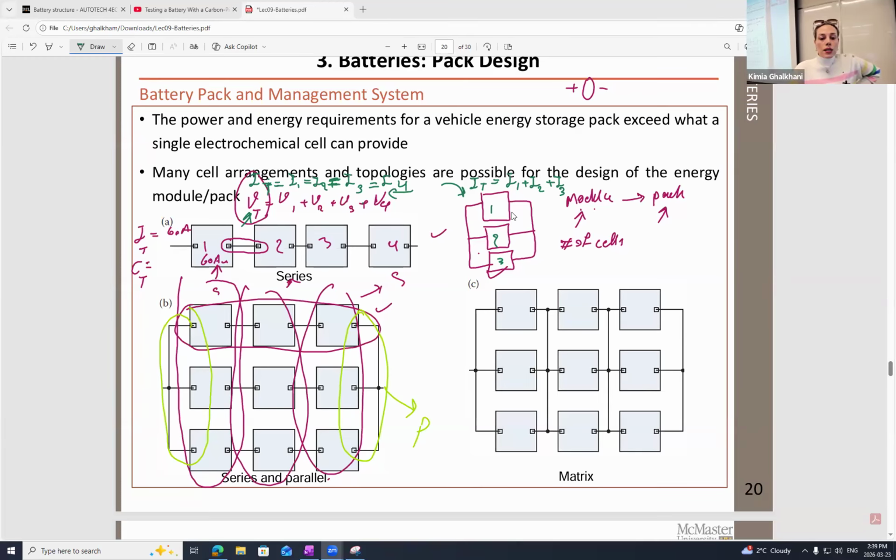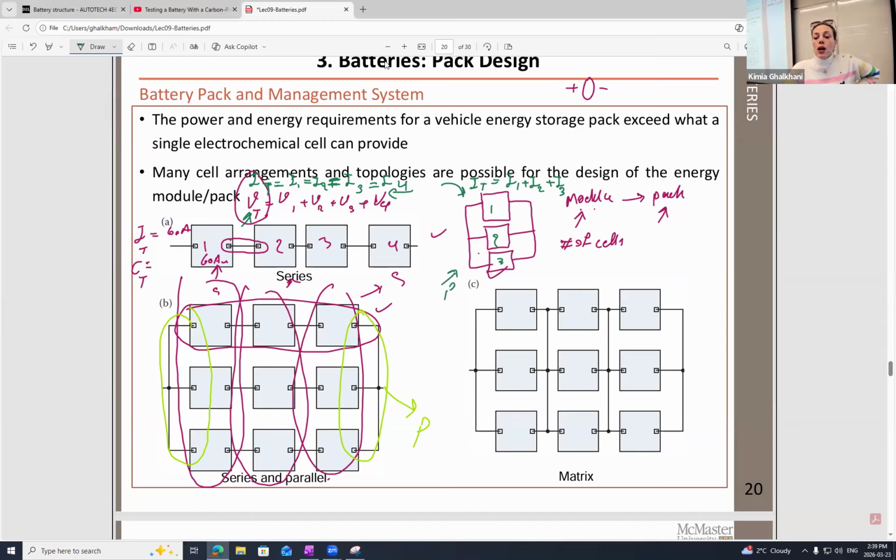So if I'm having a series connection, current in all of them is equal, voltage is going to be increased. If I'm having a parallel connection, which is this one, current is going to be increased and voltage will remain the same in this connection. So I'm going to have V1 equal to V2 equal to V3. Make sense so far, guys?